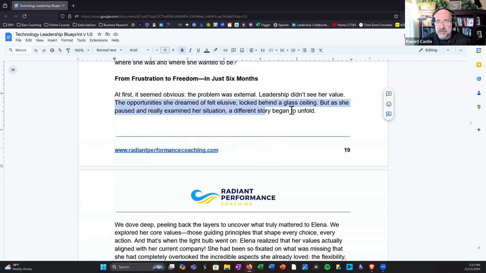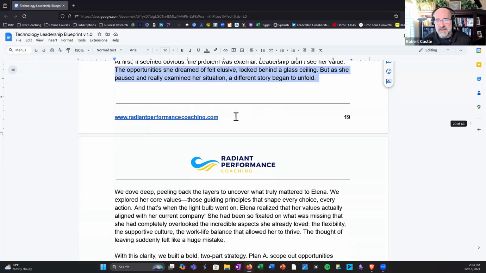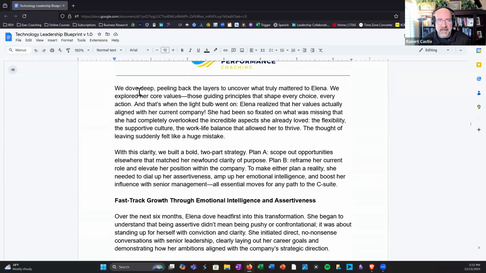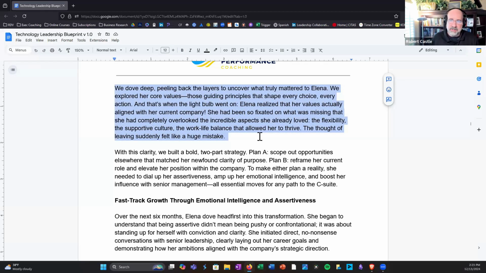The opportunities she dreamed of felt elusive, locked behind a glass ceiling. But as she paused and really examined her situation, a different story began to unfold. We dove deep, peeling back the layers to uncover what truly mattered to Alina. She explored her core values, those guiding principles that shape every choice, every action. And that's when the light bulb went on.